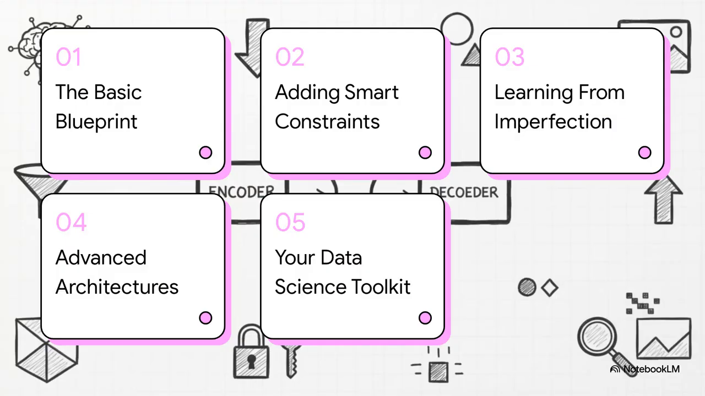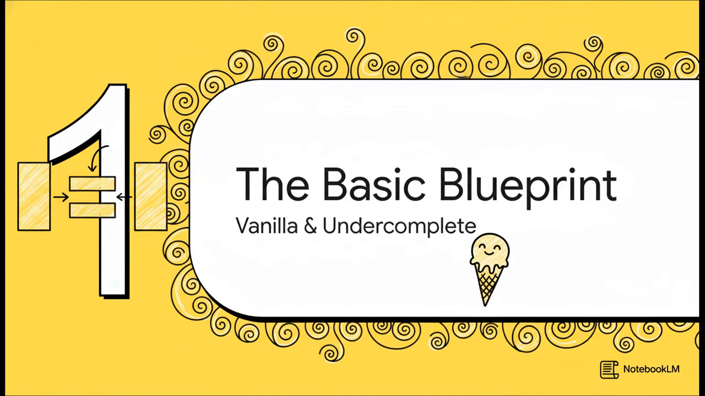To really get a handle on this, here's our game plan. We'll start with the basic blueprint, the simplest version. Then, we'll see how to add some clever rules to make them smarter. We'll even see how they can learn from messy, imperfect data. We'll touch on some more advanced models, and then we'll wrap it all up so you've got a great mental toolkit to work with. All right, let's dive right in with the most fundamental version.